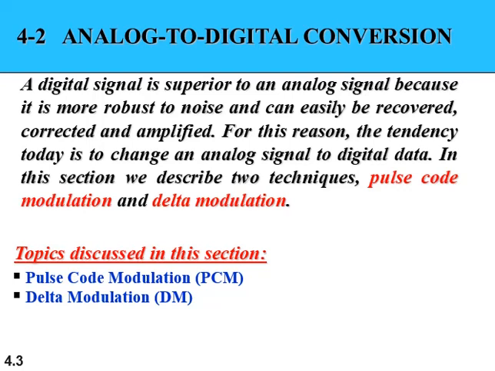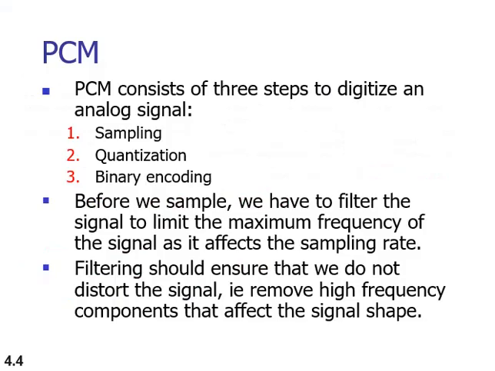data. The reason being that digital data is superior to analog signal. It is said to be more robust, it can easily be recovered, and has the ability to be amplified. So that is the reason that in today's trend there is a change from analog signal to digital data. Now this can be achieved using two techniques, that is pulse code modulation and delta modulation. Now pulse code modulation is also known as digitization, because we are changing the analog signal to digital data.